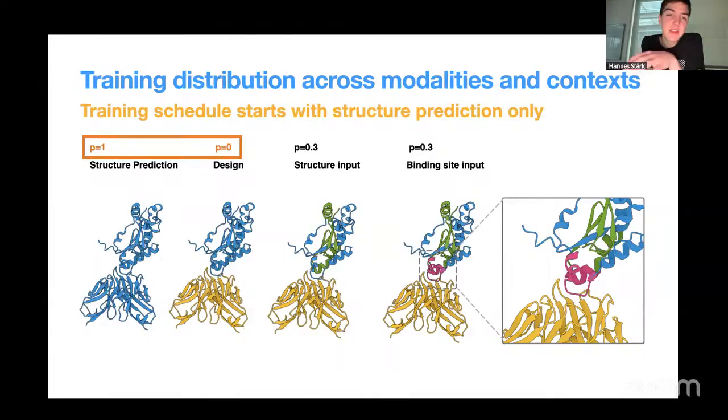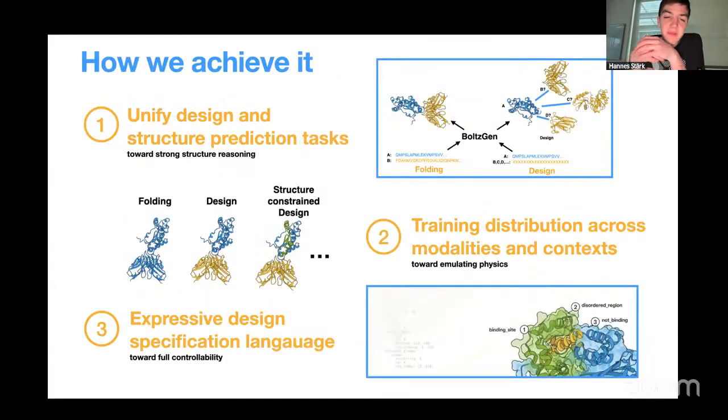And these distributions, the probabilities with which tasks we train, also change over the course of training. For example, at the beginning, we only train with structure prediction. Okay, but that's it, and I will just... Can you go briefly back to the previous page?